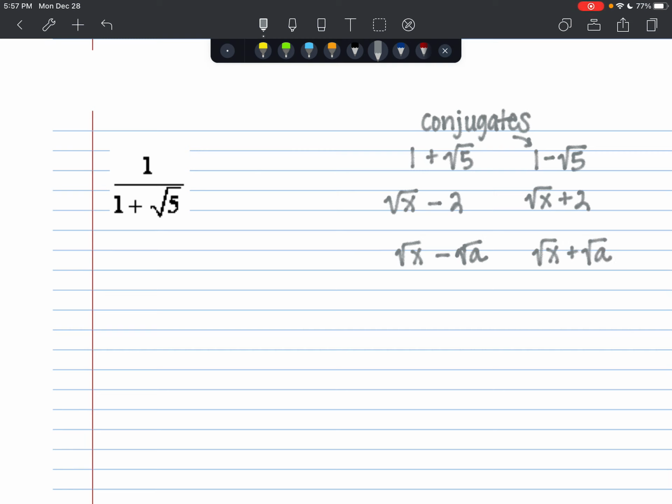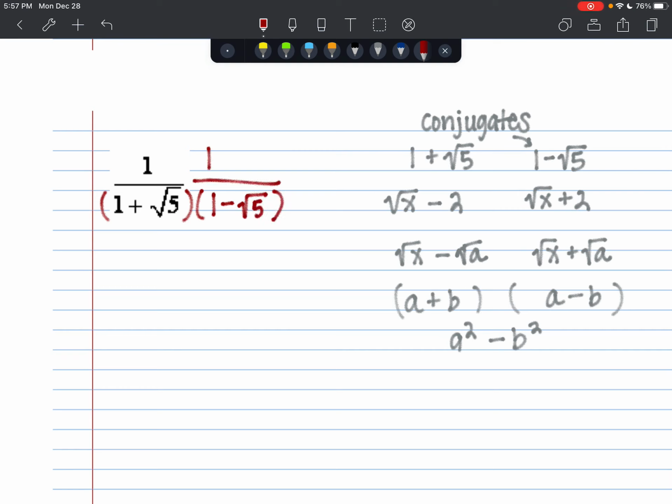And multiplying by conjugates, a plus b, a minus b, results in a squared minus b squared. So if I take the conjugates and multiply them together, I end up with a squared minus b squared. So we're going to multiply the denominator by the conjugate, 1 minus the square root of 5. And of course, we're going to multiply by that same value in the numerator so that I'm multiplying my original expression by a factor of 1.